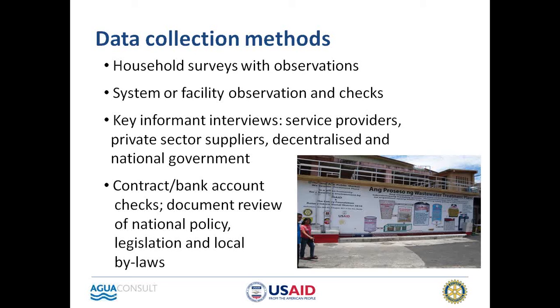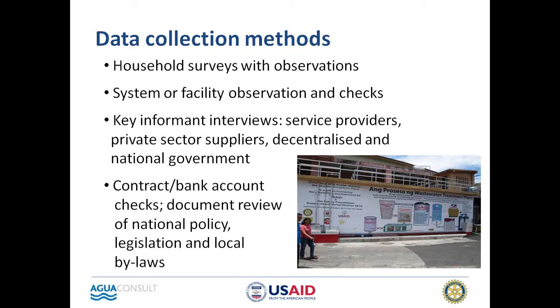The WASH Sustainability Index tool uses household surveys and observations. There are also some system and facility observations. Some of the sub-indicators are observations or require that the enumerator verify conditions. And we like to think of the questionnaires done with the service providers and the district levels as more like key informant interviews that can allow for some qualitative responses in addition to the questions specific to the framework.